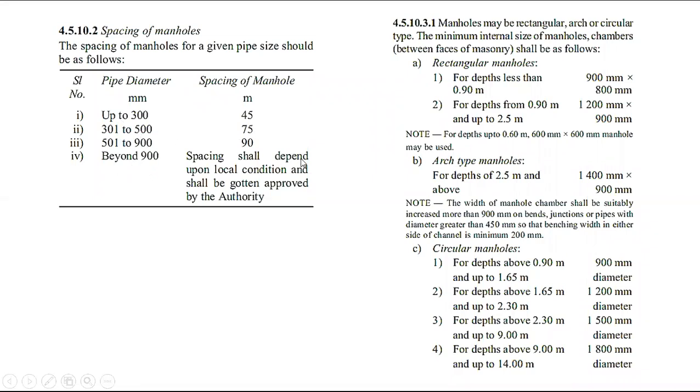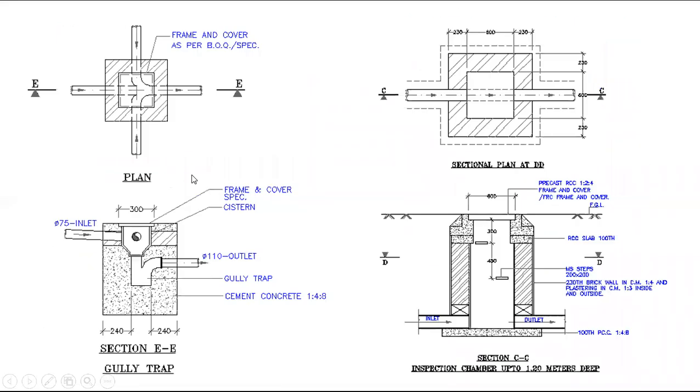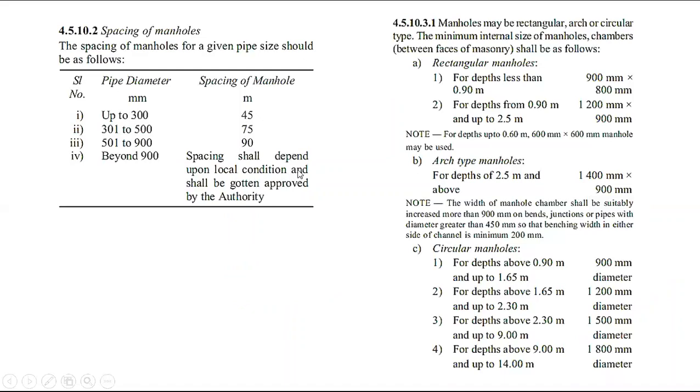Beyond 900 spacing shall depend upon local consideration and shall be got approved by the authority. They also told that it shall depend upon the local condition. In our plumbing design, you have to use local condition and site condition based on your project condition only.